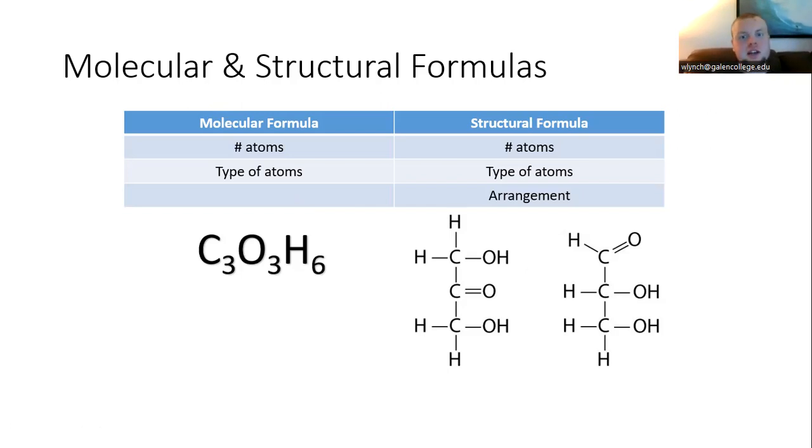So we have a 3-carbon chain in the center. We have hydrogens bound to those carbons. And then we have the hydroxyl group bound to these 2 carbons. These 2 structures right here are termed isomers. They have the same molecular formula, but they are different in their structural formula.